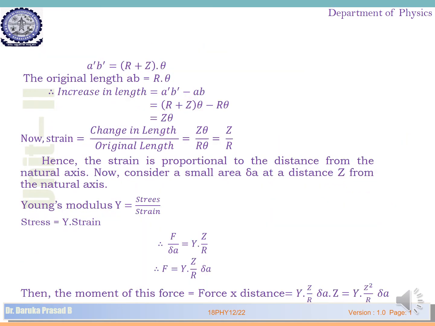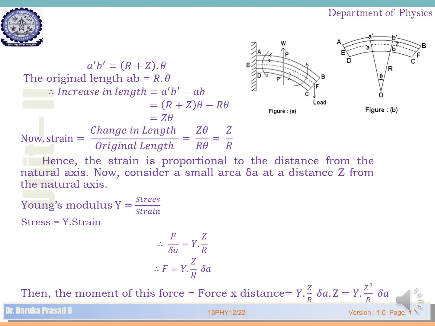Based on this, the increase in length is given by A dash B dash minus AB, that is R plus Z into theta minus R theta, where R theta gets cancelled and you are left with Z theta. This is the change in length. To determine the strain in this cantilever, let us consider the definition of strain. Strain is equal to change in length divided by original length, that is Z theta by R theta. Theta gets cancelled, so you are left with Z by R.